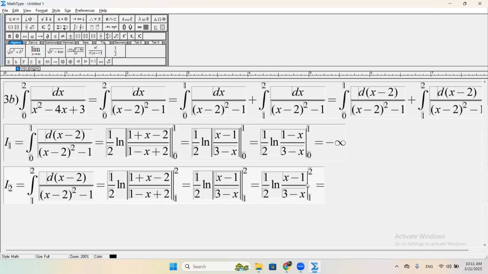And what do we have here? If I substitute 2, I have 0 because of the logarithm of 1. And if I substitute 1 here, we will receive plus infinity. So these integrals diverge.